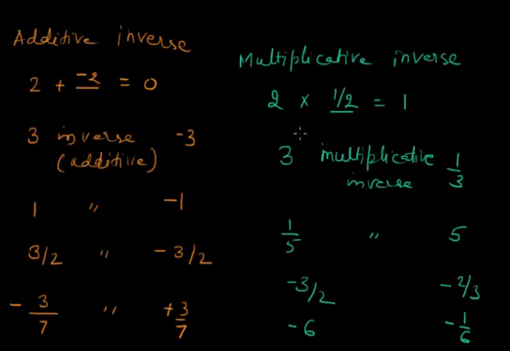The products of 3 and 1 by 3 give you the identity. 1 by 5 and 5 give you the identity. This and this give you identity. In the additive inverse, only the sign changes, positive to negative, negative to positive. And in multiplicative inverse, you write its reciprocal, 1 over. You twist the numerator and denominator to find the multiplicative inverse.